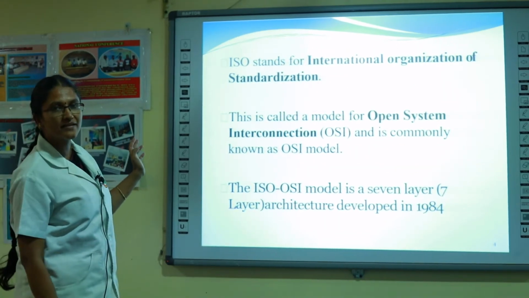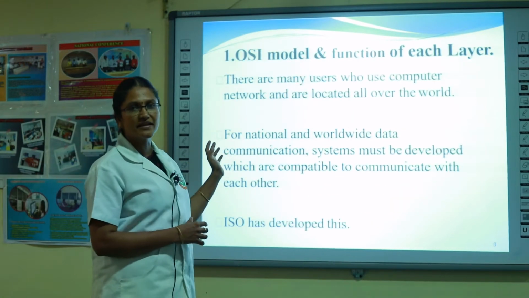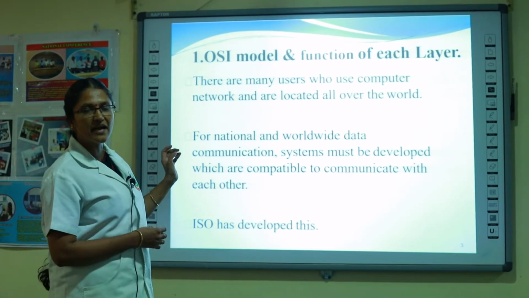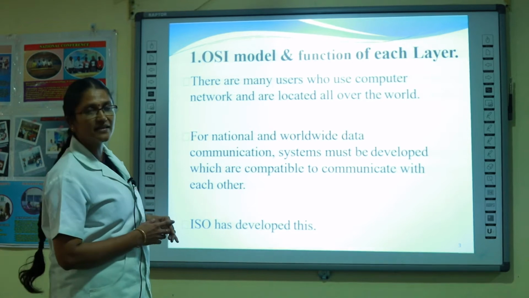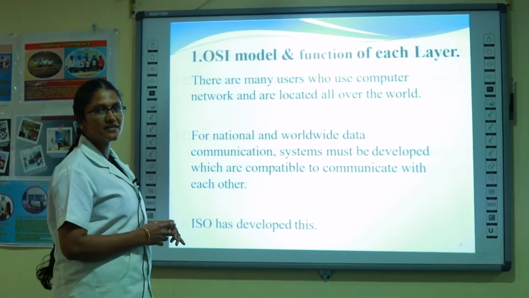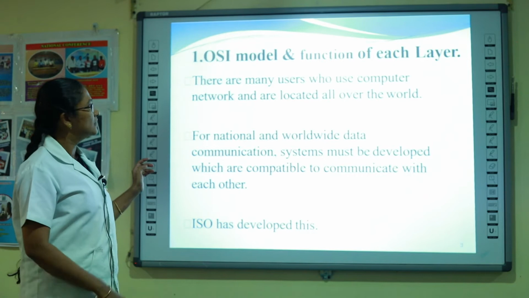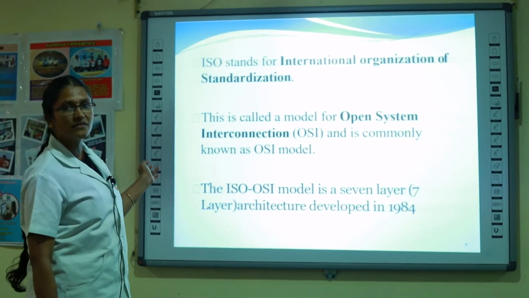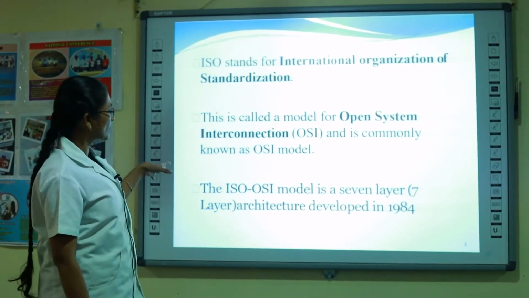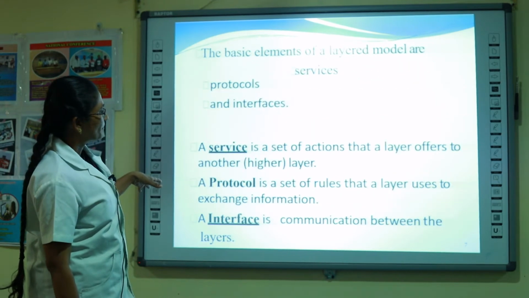So the OSI layer is nothing but the Open System Interconnection model. It was developed by ISO, which is the International Organization for Standardization, in the year 1984. The OSI model consists of a total of 7 layers. So what are all the 7 layers?